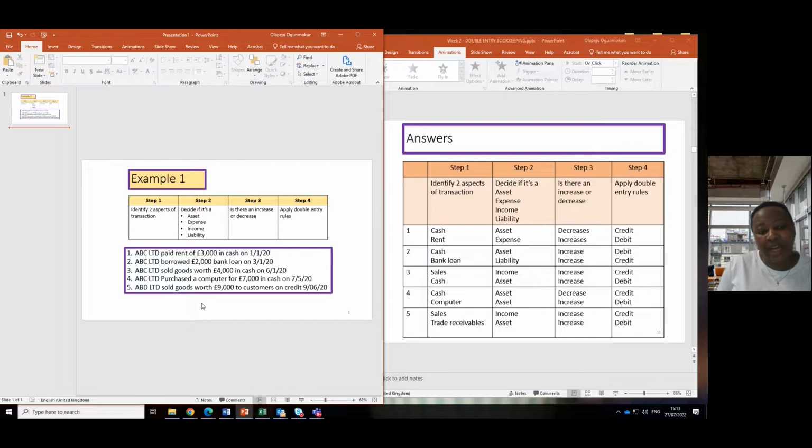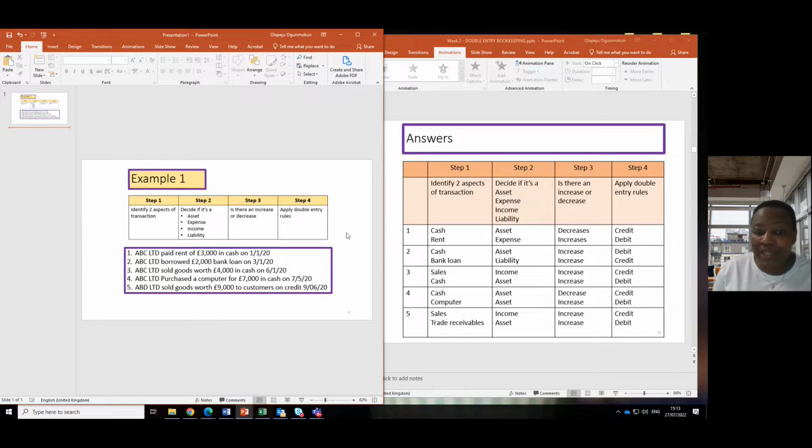But instead of us receiving cash, this was on credit. And those sales on credit, we call them trade receivables, because we're going to receive that money in the future from our customers. So we have sales. Sales is an income. We said that earlier on. An increase in income is going to be credited. Trade receivable is an asset because they are debtors to us. It's an asset. An increase in asset is also going to be debited. So we have a debit entry here.